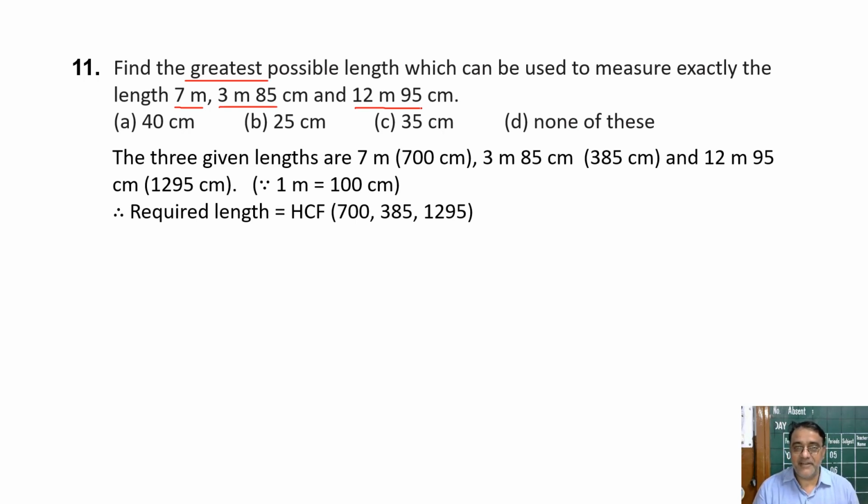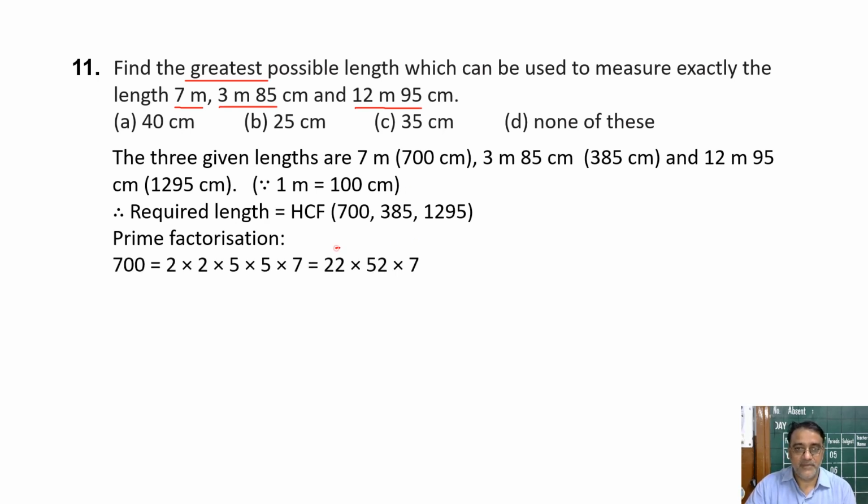Okay, so उसके लिए प्राइम फैक्टराइजेशन स्टार्ट करते हैं. 700 का प्राइम फैक्टर होता है 4 into 25, 100 होता है. So 2 to the power 2, 5 to the power 2 into 7. Okay, तो ये स्क्वायर है. राइट. नेक्स्ट 385. 385 11 से डिवाइड हो रहा है. 35 into 11. So 5 into 7 into 11. 1295 भी 35 से डिवाइड हो रहा है. 35 into 37. Okay, 5 into 7 into 37.